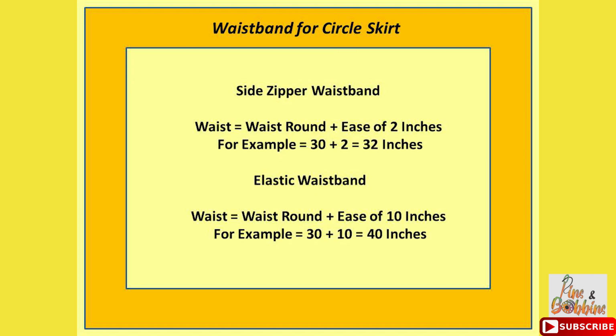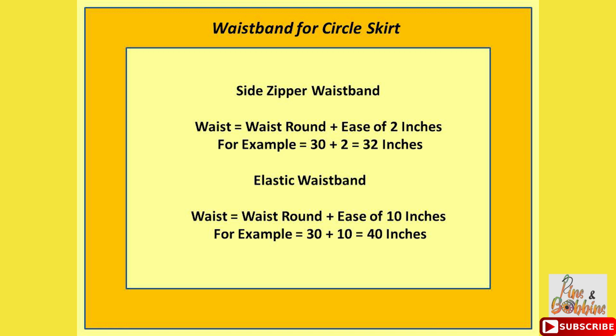So now come the waistbands of the skirt. We can attach two types of waistband to these skirts as per our choice. First one is the side zipper waistband. For this, waist is equal to waist round plus ease of 2 inches. For example, if the waist measurement is 30 inches, adding 2 inches of ease to it gives us 32 inches. So we'll take a 32 inches long waistband, and width is totally a personal choice. It can be 2 inches wide, 2.5 inches or even 3 inches wide.